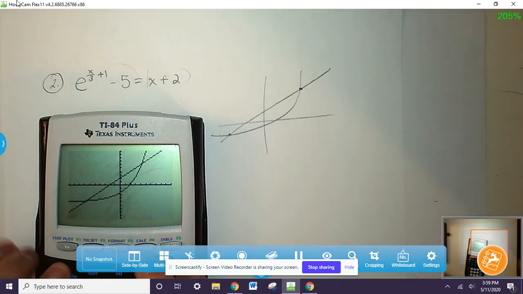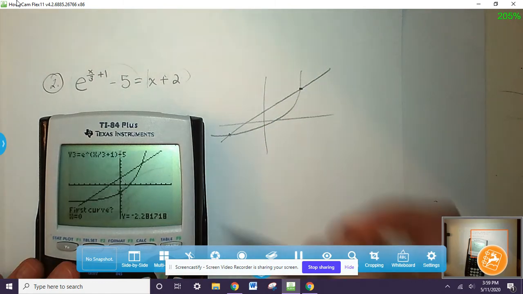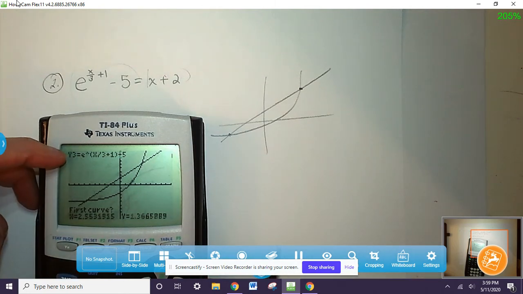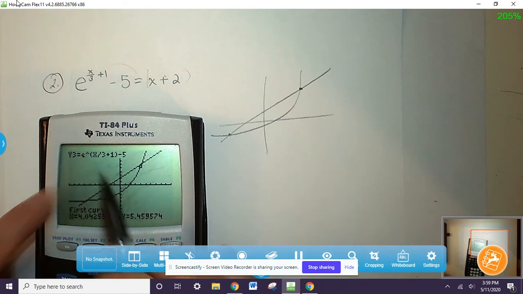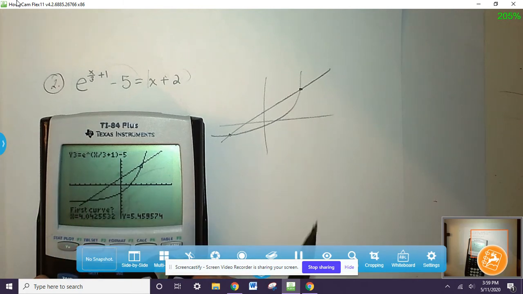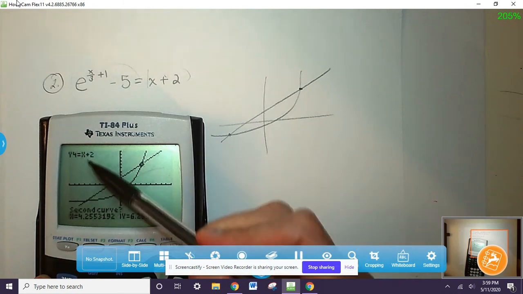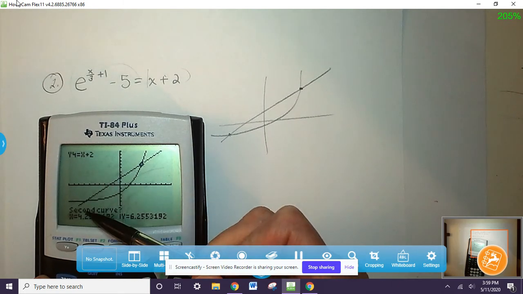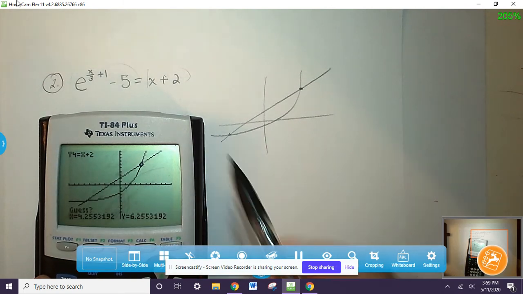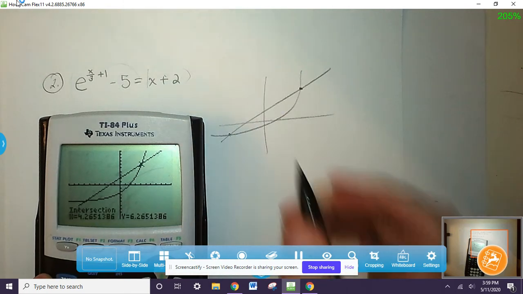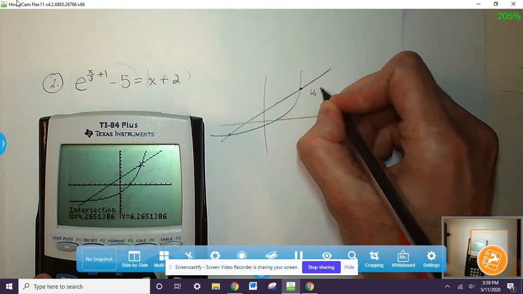So second trace intersect, and I'm going to go for this one first. Right now I'm on y3, the exponential function. You can see the equation here, y3, the exponential function. That's the first curve for this. I hit enter. Now I'm on the linear function, the second curve for this, these two equations. And now I take my guess. So this point of intersection is 4.265.